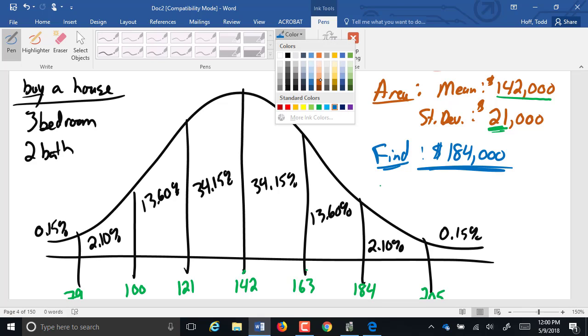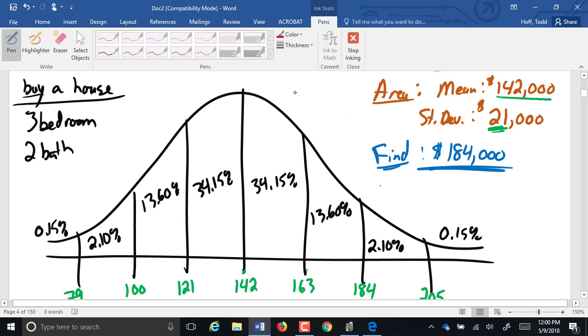We just lost Medford there. Let me finish this example, then I'm going to see what's going on there.